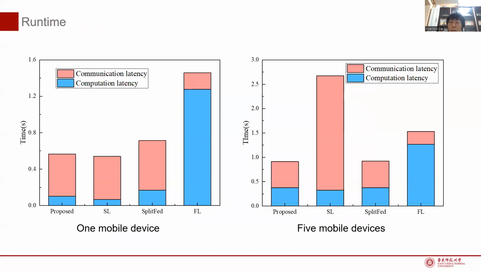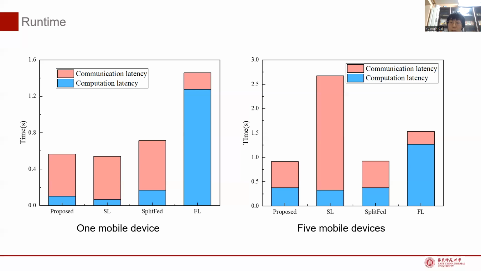First, we compare the runtime of each distributed algorithm on 1 mobile device and 5 mobile devices. It can be seen clearly when there is 1 mobile device, the time of federated learning is the longest, because the entire model in federated learning is deployed on the mobile device with relatively weak computing power. The computation time of our proposed algorithm is slightly longer than that of split learning. This is because the distillation function brings some extra computational overhead.